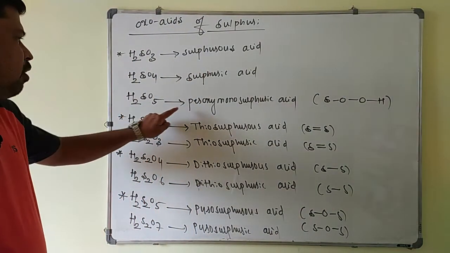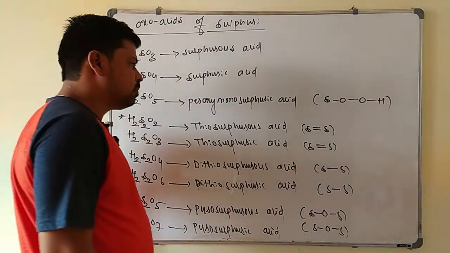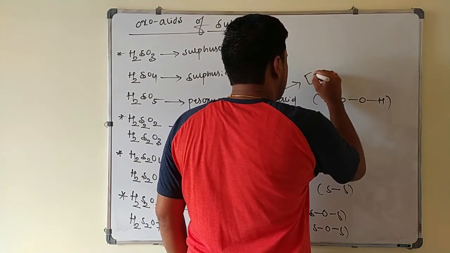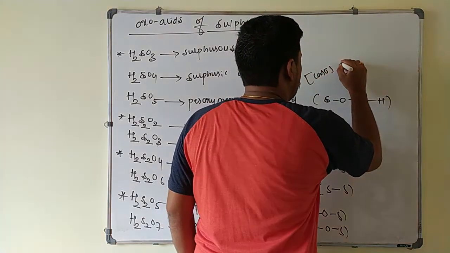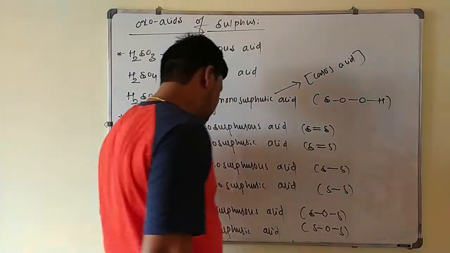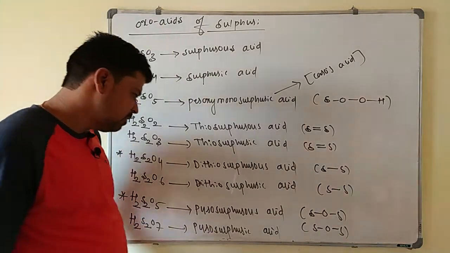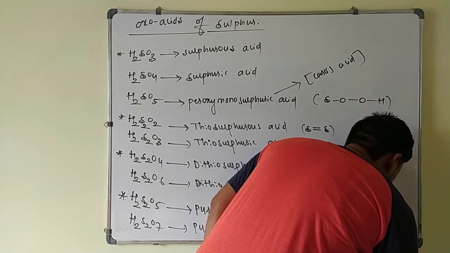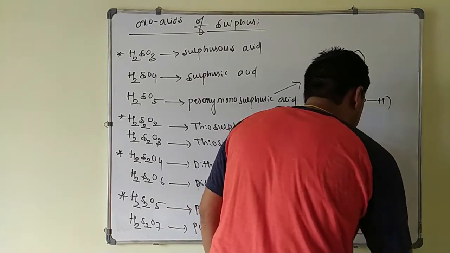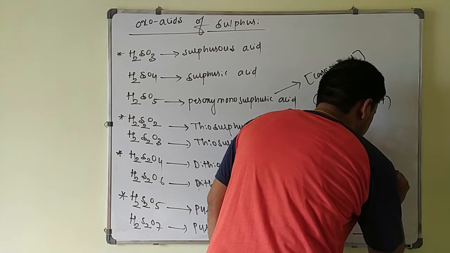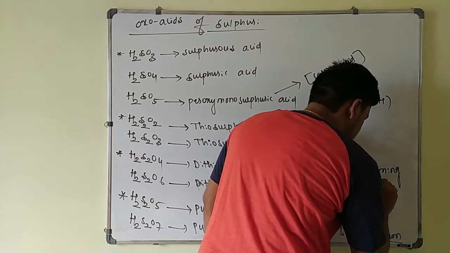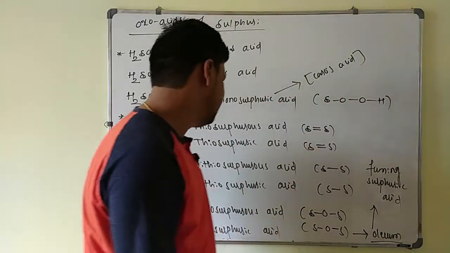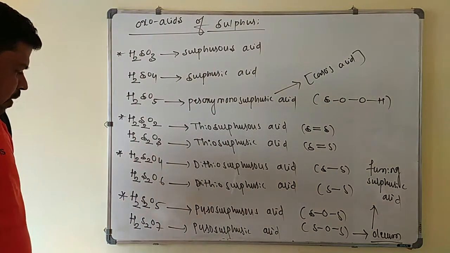Okay, and this is peroxymonosulfuric acid. It has a special name. This is also called Caro's acid. And this pyrosulfuric acid has another name called oleum. Pyrosulfuric acid is called oleum. This oleum is also called fuming sulfuric acid. Okay, and still 2-3 are remaining here.